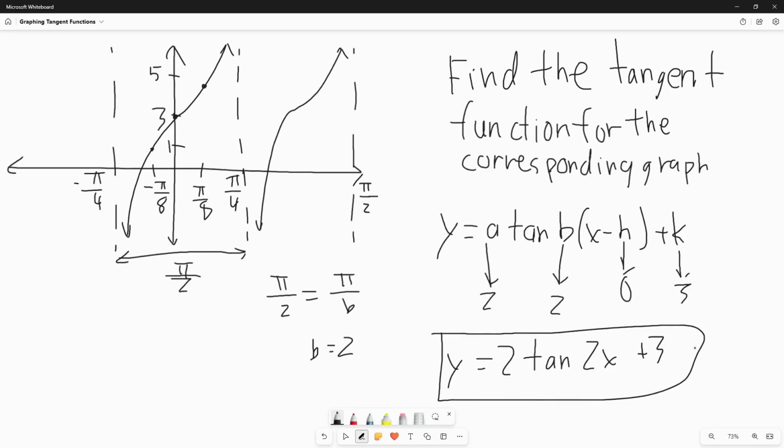And that's it. And yeah, that's really all you need to know how to graph tangent functions and how to get the equation of a tangent function from a graph of it.